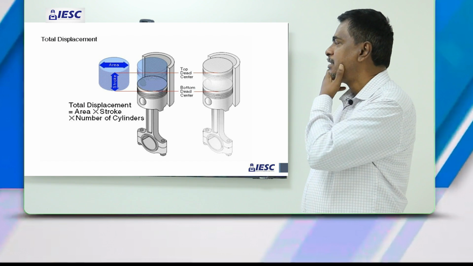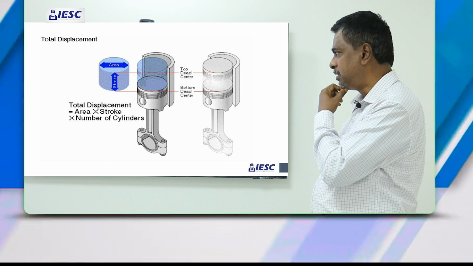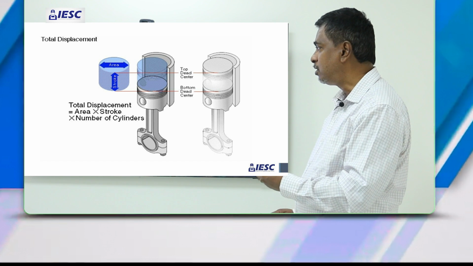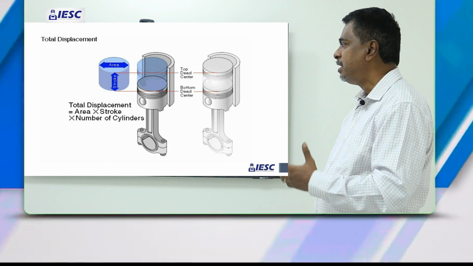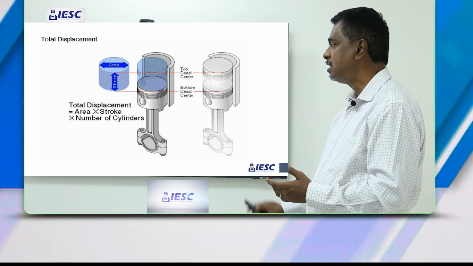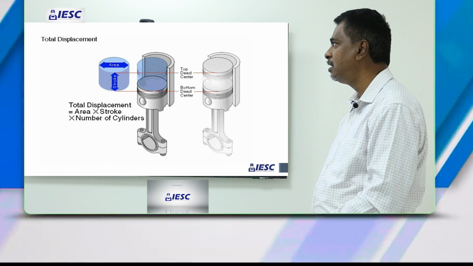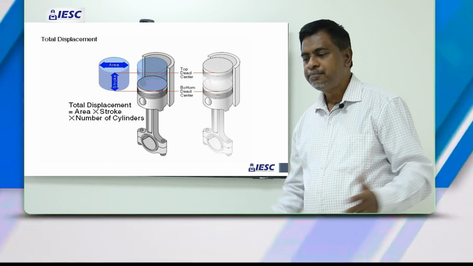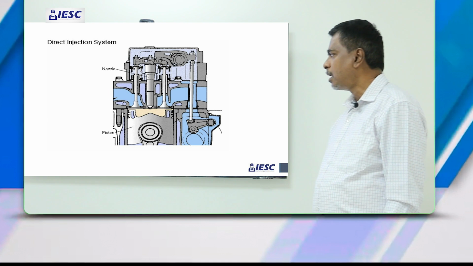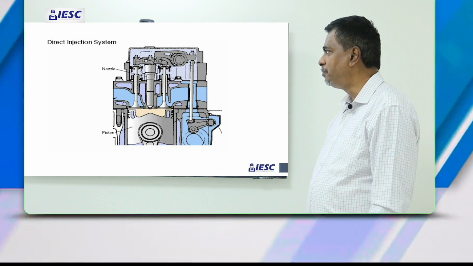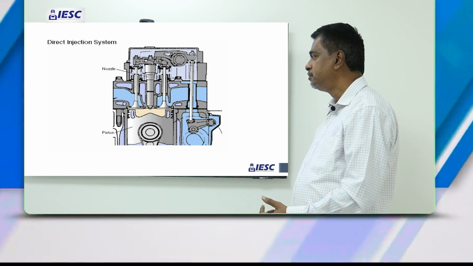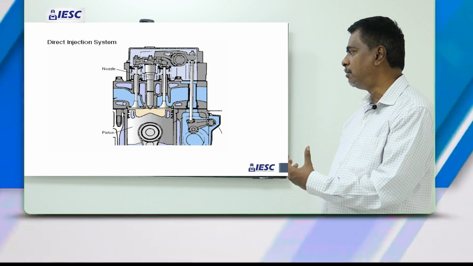Now we can see the technical part of the displacement, how it is calculated. The total displacement is equal to the area of the piston times the stroke length times the number of cylinders. That's how we calculate the displacement of the engine. Okay, the direct injection system. The direct fuel injection system is such that the fuel is injected through the nozzle into the cylinder that is on top of the piston.